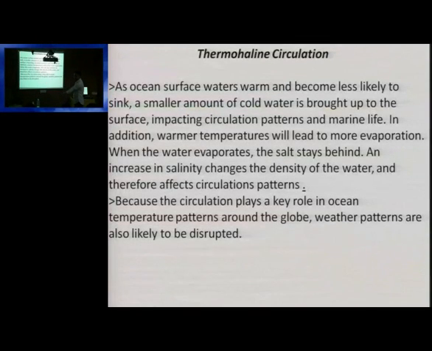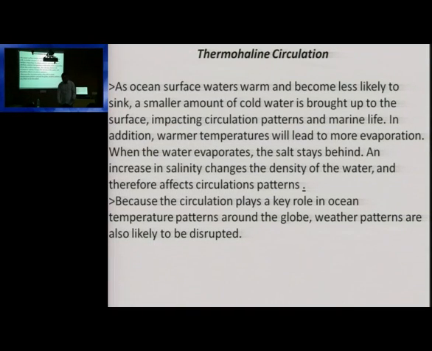Thermohaline circulation. This is another very important circulation. What is thermo? Thermo is heat, related to heat. Thermal. Haline is salt. Differences in heat and differences in salinity, which cause circulation in the ocean water, is known as thermohaline circulation. There are two types of thermohaline circulation. One is called horizontal circulation, the other is vertical circulation.